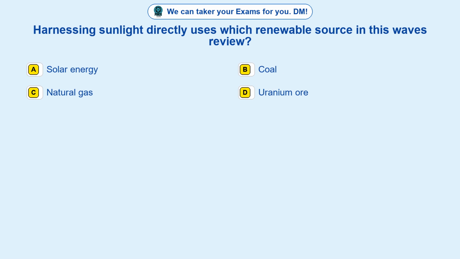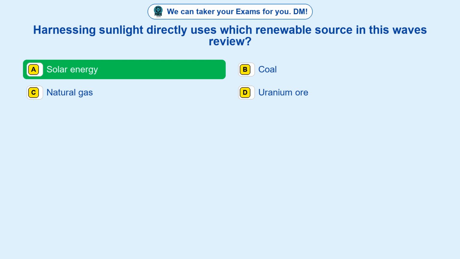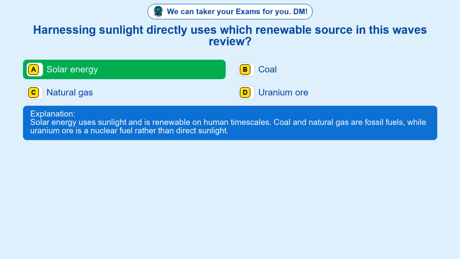Question 98. Harnessing sunlight directly uses which renewable source in this waves review? Option A, solar energy. Option B, coal. Option C, natural gas. Option D, uranium ore. The correct answer is option A. Solar energy. Solar energy uses sunlight and is renewable on human time scales. Coal and natural gas are fossil fuels, while uranium ore is a nuclear fuel rather than direct sunlight.